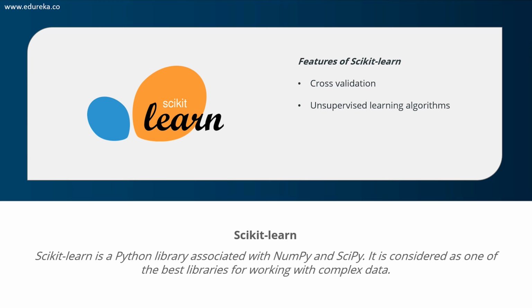These include unsupervised learning algorithms, starting from clustering, factor analysis, principal component analysis, to all the unsupervised neural networks. Scikit-learn is also very essential for feature extraction in images and text. So mainly scikit-learn is used for implementing all the standard machine learning and data mining tasks like reducing dimensionality, classification, regression, clustering, and model selection.